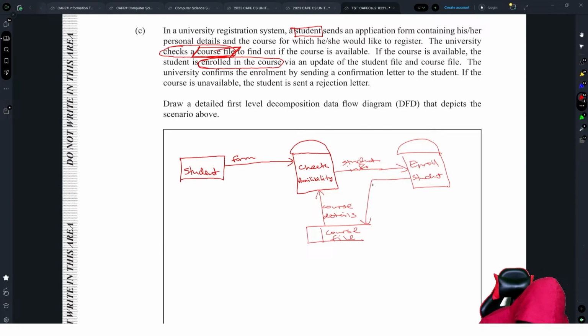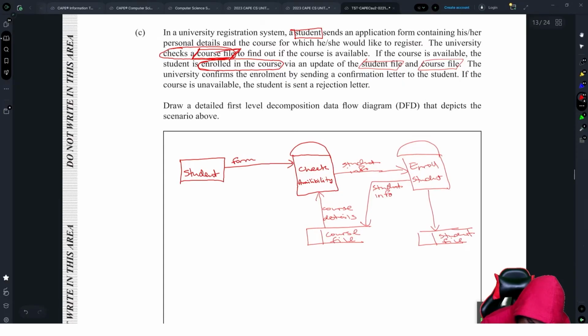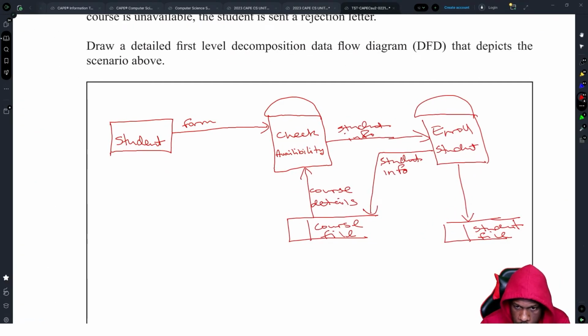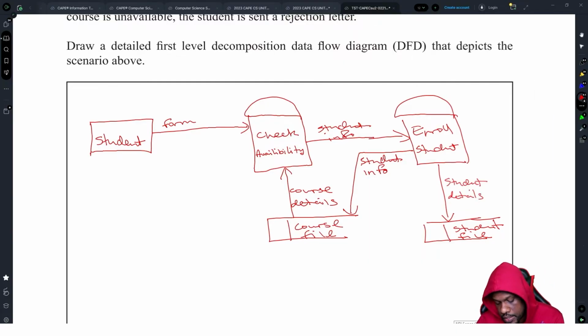Yes, student info for the course. And then they also have to update another file called the student file, which is up here with the course file, right? So we'll say student file. What information is going to go in the student file? Student details again. Yeah, the student details go in both places. The student info will have to go in the course file that pertains to the course, and then the student details go to the student file.